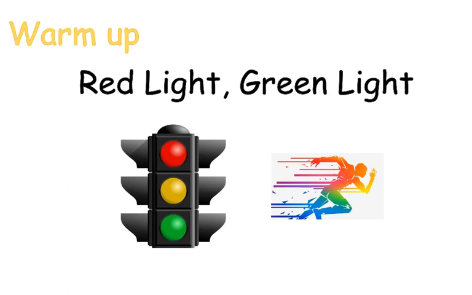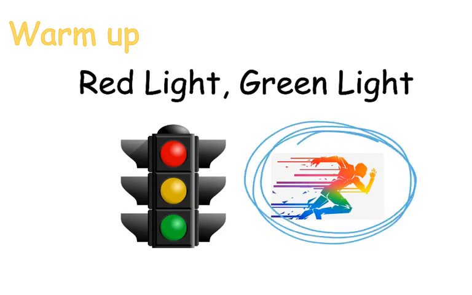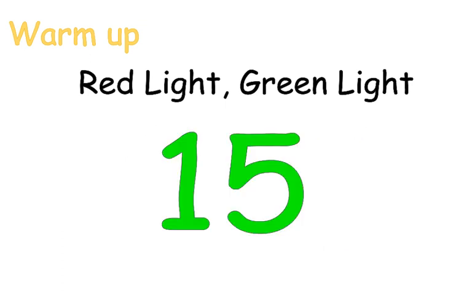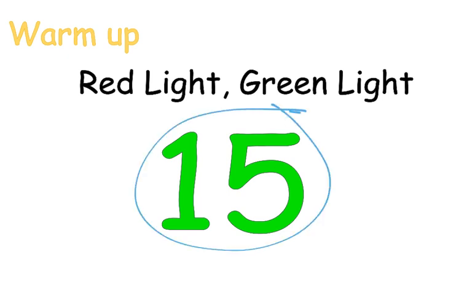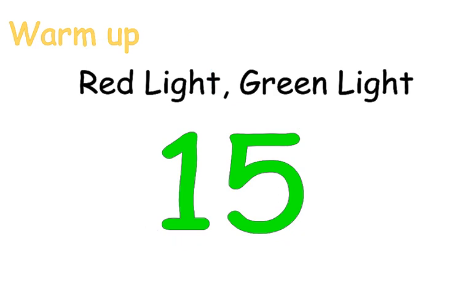So we have a new game to play today. It is red light, green light. So how we start is I'm going to have a number, and then you're going to say the number when I say green, and you're going to start counting at that number, and while you're counting, you're going to run in place. Okay? So here we go. So you're going to start counting at 15, and when I say red light, you have to stop. Okay, are you ready? Let's go.